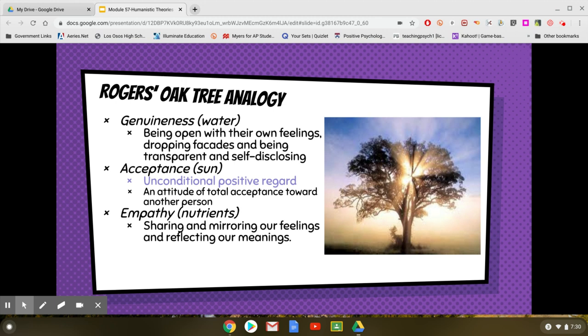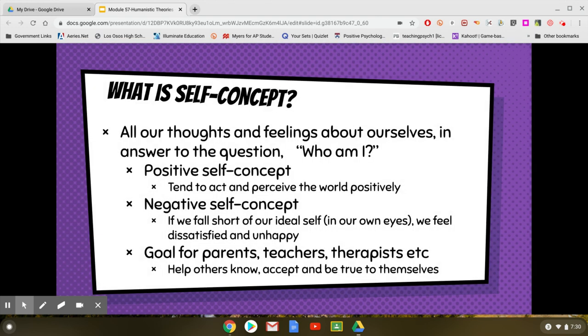And then the last component here is empathy. And we're going to use the nutrients, think of the soil for our tree. And empathy is the idea of being able to share and mirror our feelings and then reflecting those meanings. So, again, having someone who is empathetic towards us that really tries to put themselves in our place and to understand our emotions at that time, as well as give that to others.